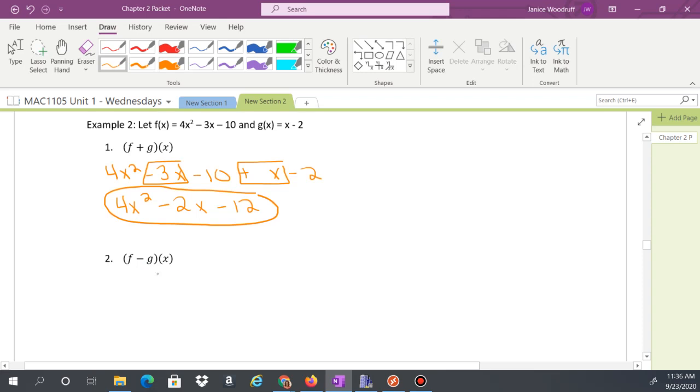And then for subtraction, you do want parentheses. So you have 4x squared minus 3x minus 10, then minus x minus 2. Okay, because there's more than one term after the parentheses, we're going to want to distribute that. So we're going to have 4x squared minus 3x minus 10, then minus x plus 2.